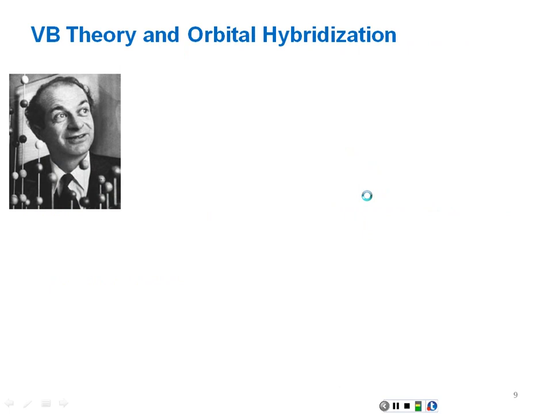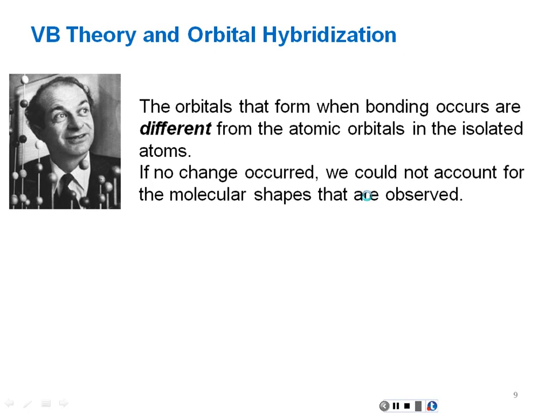So valence bond theory and orbital hybridization, which we're going to talk about, was developed by Linus Pauling. And we've mentioned him before when we were talking about electronegativity. But Linus Pauling was really a pioneer of valence bond theory as well. So the orbitals that form when bonding occurs are different from the orbitals in isolated atoms. And that's important to remember.